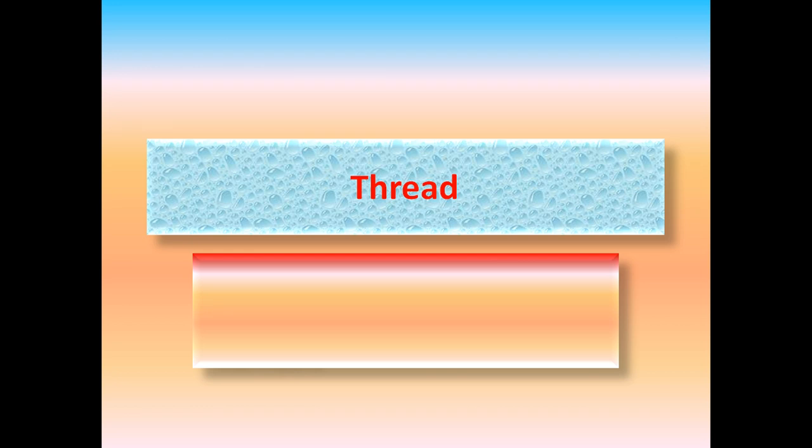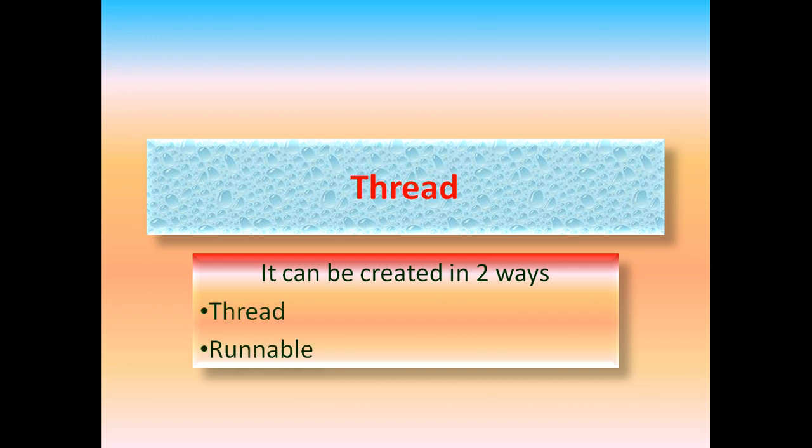A thread can be created in two ways. One is using the class Thread. And the other one is using the interface Runnable. Okay, so it can be created in two ways. Using the first one, we can create a thread using the Thread class. The second one, we can create a thread using the Runnable interface. Alright, now let me show you in the program.